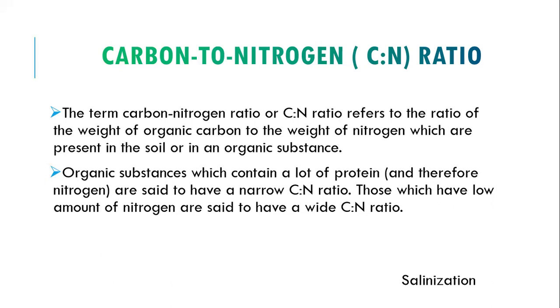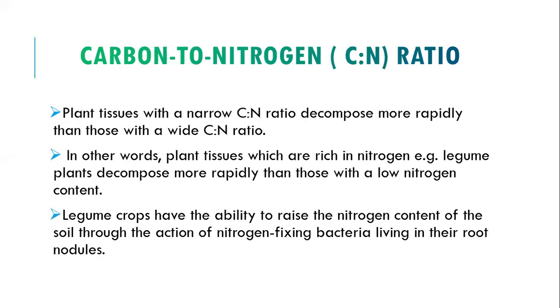Now, organic substances which contain a lot of protein, which is there for nitrogen, are said to have a narrow C:N ratio, while those which have a lower amount of nitrogen are said to have a wide C:N ratio. So there you can tell the difference of these two organic substances. Now, plant tissues with the narrow C:N ratio decompose more rapidly than those with the wide C:N ratio. In other words, you can say that the plant tissues which are enriched in nitrogen, for example the legume plants, decompose more rapidly than those with low nitrogen content.